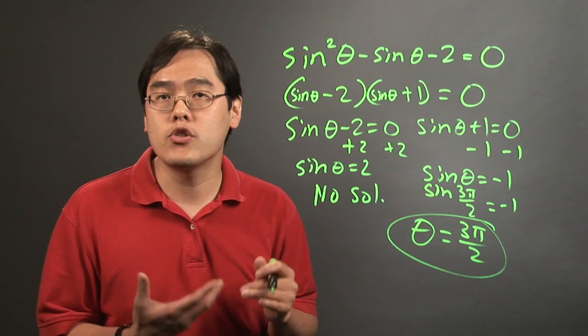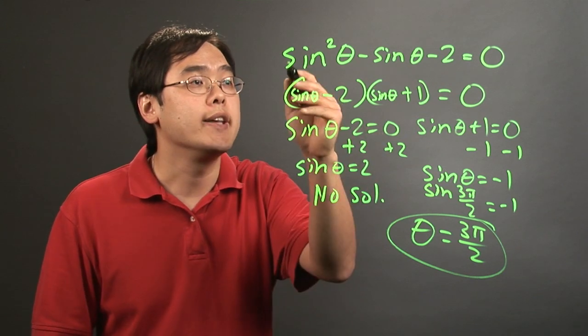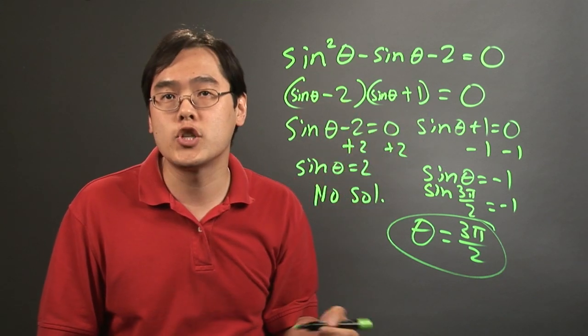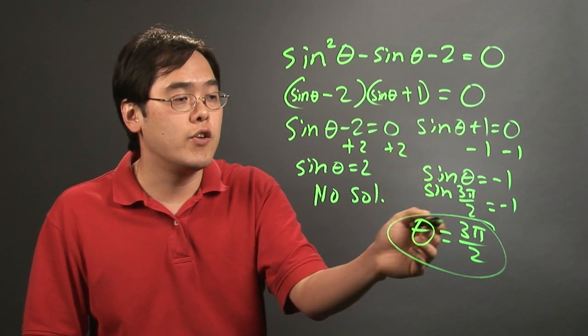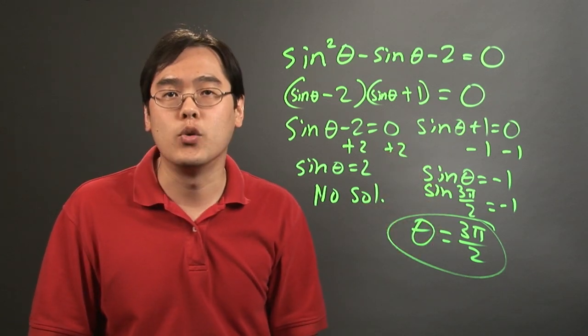So the bottom line is, when you're trying to solve trigonometric equations by factoring, you factor using the normal methods that you might have learned before, and then solve for theta, or the angle, whenever possible.